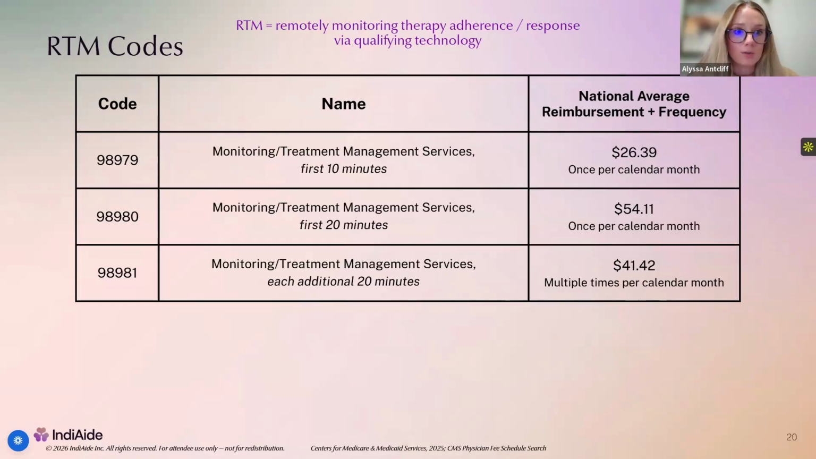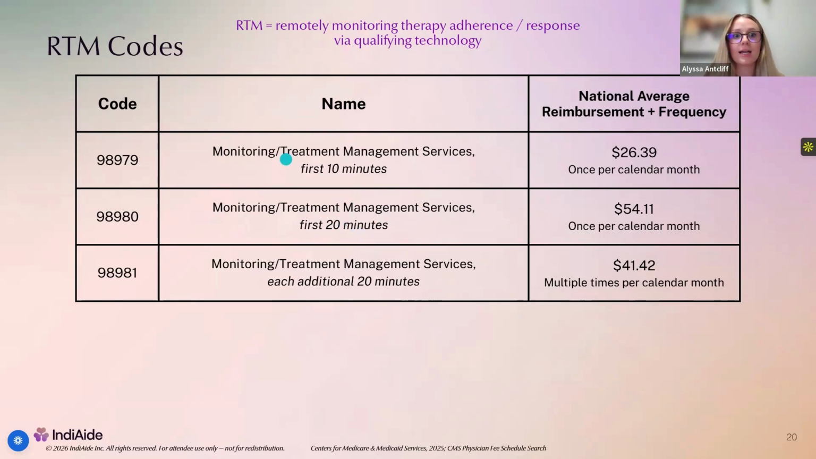The third and final code set in the Remote Therapeutic Monitoring series is related to the time that you spend in monitoring or treatment management services related to remote therapeutic monitoring. These codes are billed as timed codes, and so you'll see here there's the first 10 minutes and first 20 minutes. These codes are either or. So this entire code series started in 2022, but up until January 1st, 2026, there were only these 2 codes related to time. So you had to hit at least 20 minutes of monitoring and engagement or management services that month in order to bill for it at all.